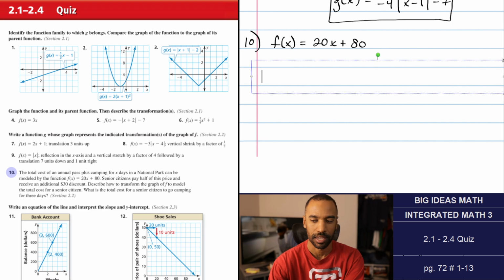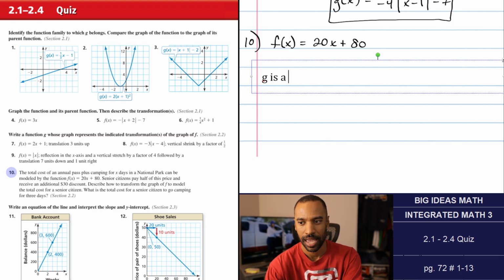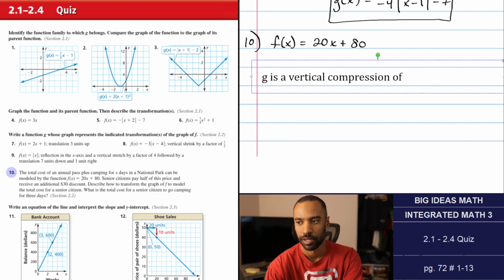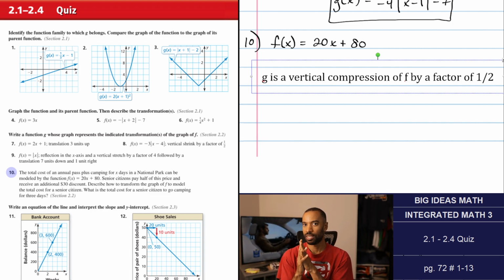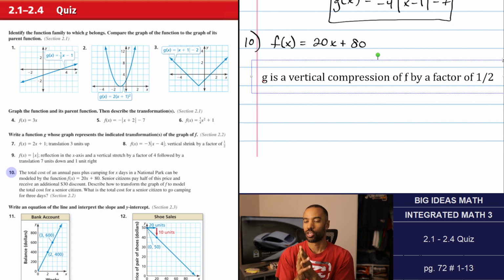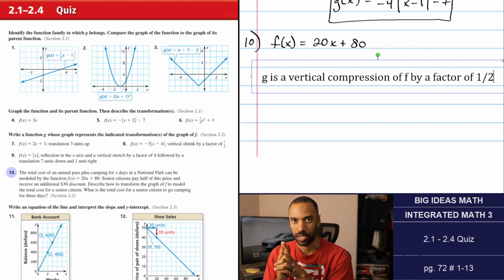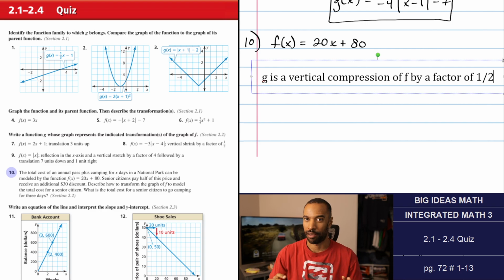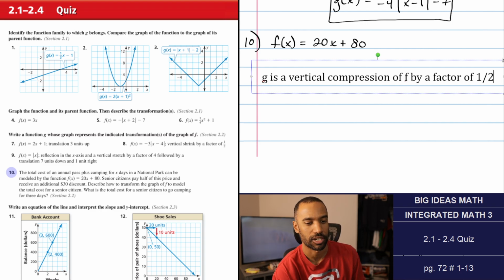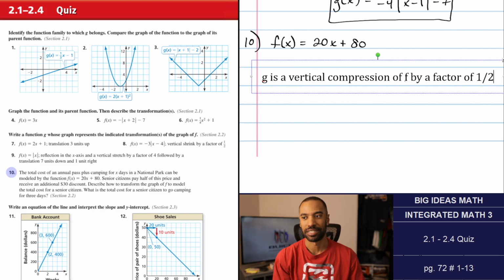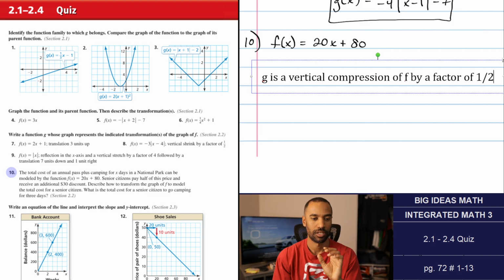Anyway, you take, so G is a vertical compression of F by a factor of 1/2. That's where you're getting half off. Now the difference here is that we're not just taking half of 20, we're also taking half of 80. We're taking half of F. That's where this is going to be a little bit different from some of the other problems. So it's not just a vertical compression of just the slope.